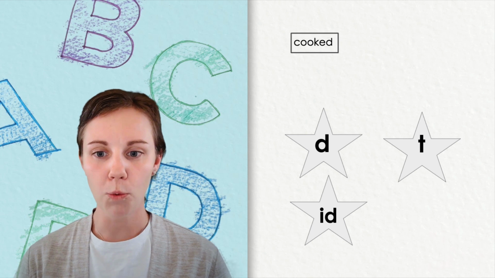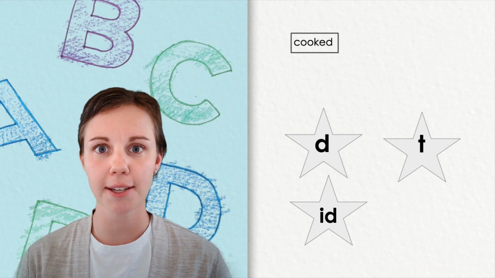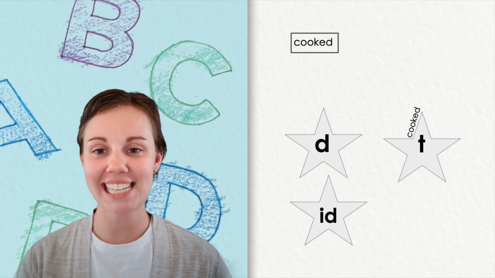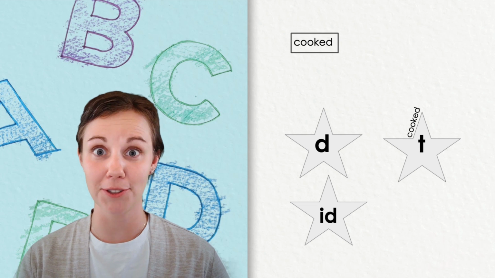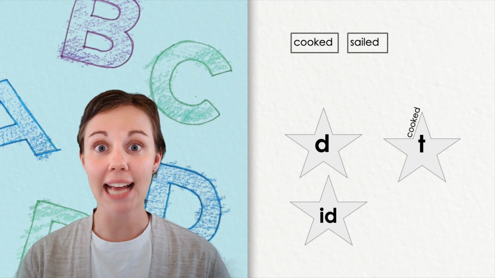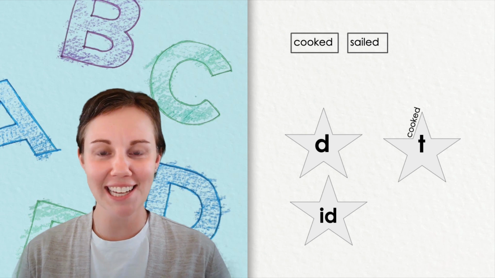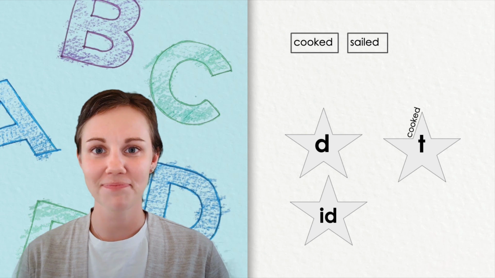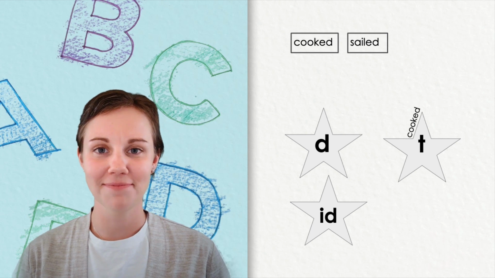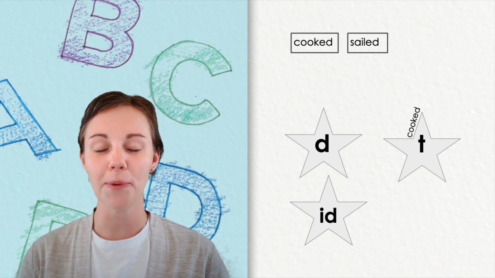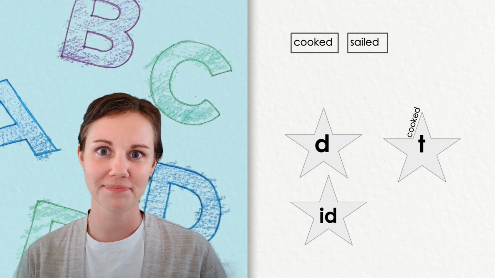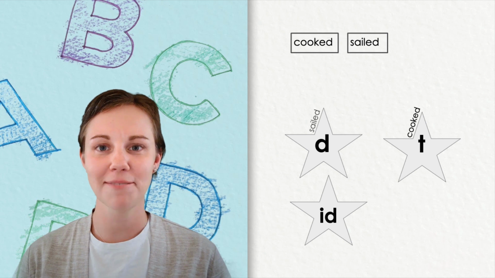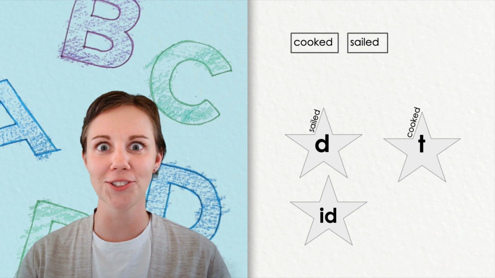Cooked. Which star does this word cooked belong on? I heard it too. That ed suffix is making the T sound. Great job. Next, we have this word. I see a vowel team in there. What does this word say? Sailed. Did you hear it? Where does this word belong? Yes, sailed. It belongs on the D word star.